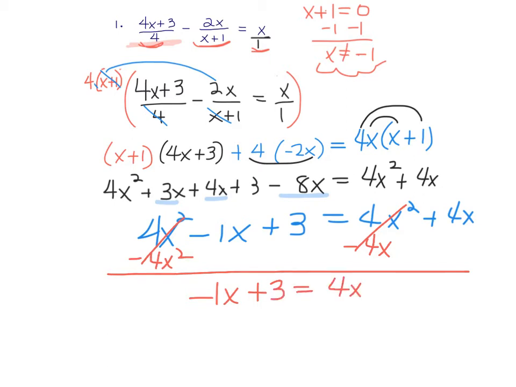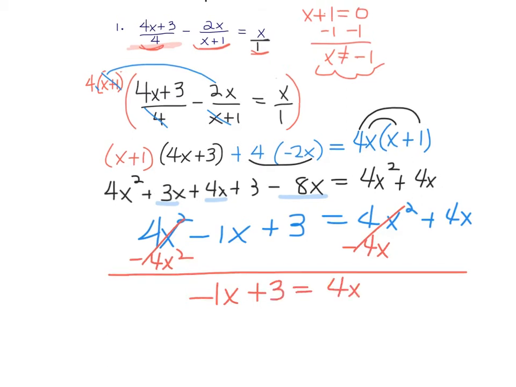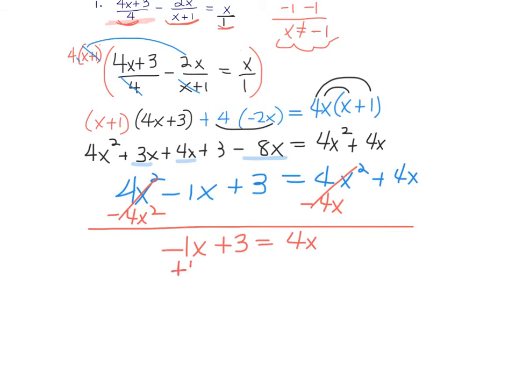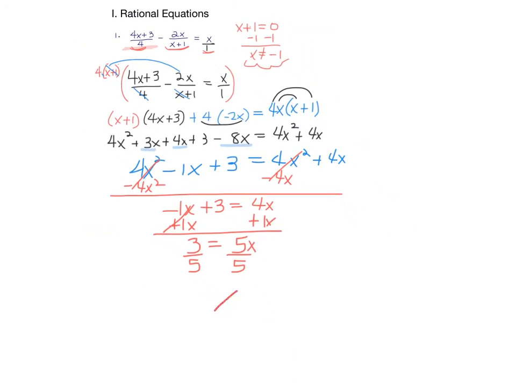Next, I'm going to move my x's together. You could have moved the 4 over and then moved the 3 back over. It doesn't really matter. You're going to get the same answer either way. Then divide by 5. And I found my value of x to be 3/5.